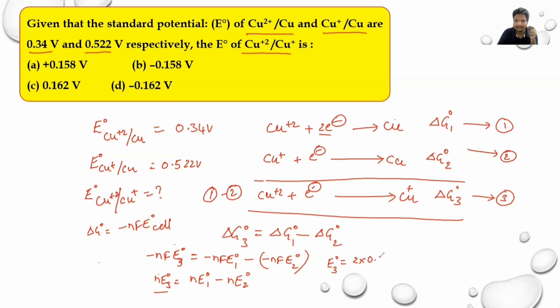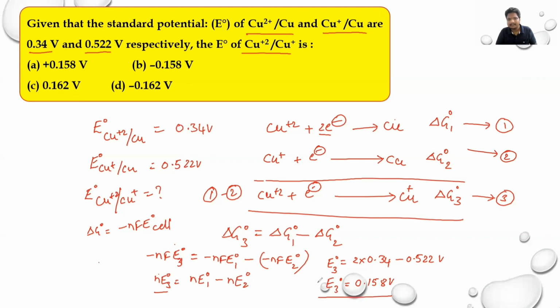That is 0.34 volts, minus n2 E2 naught for this second reaction. The number of electrons transferred is 1, so 1 into 0.522 volts. If you calculate this, E3 naught is equal to 2 into 0.34, that is 0.68, minus 0.522. So it will be around 0.158 volts.